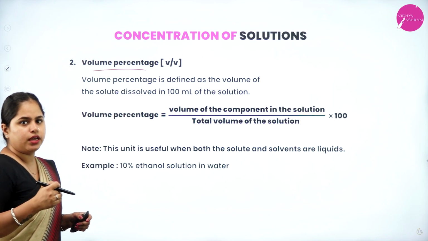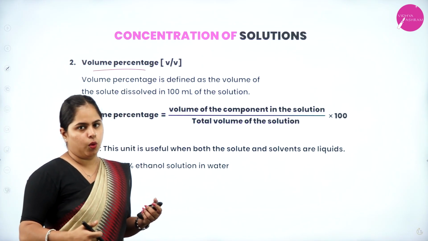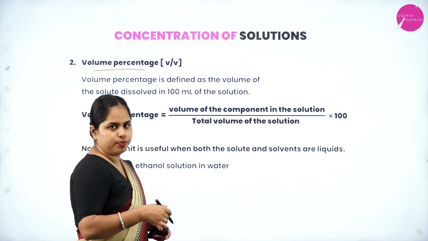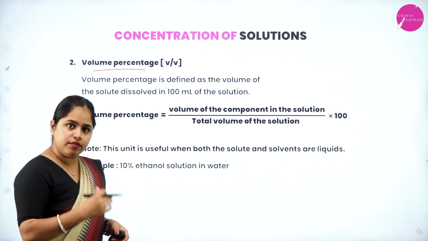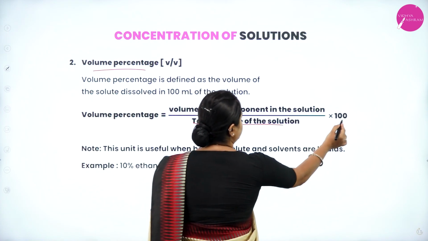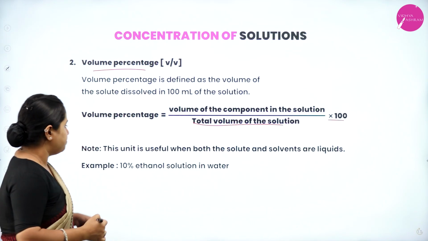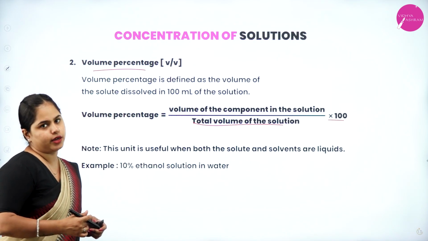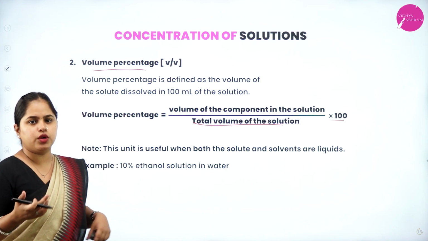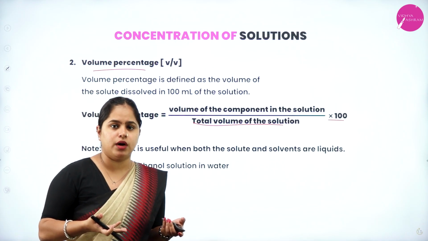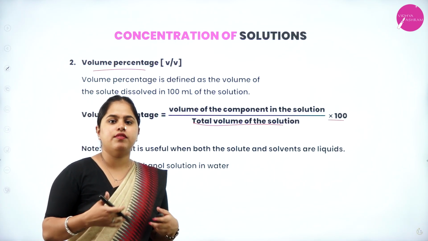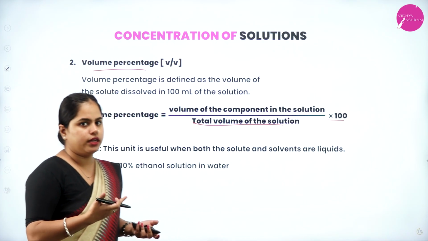Next one is volume percentage. So it's the same equation but in terms of volume. So volume percentage will be volume of the component in the solution, that is volume of your solute, divided by total volume of the solution into 100. Clear? So this unit is useful when both the solute and solvent are liquids. See, when both are liquids, we use volume, right? We can't use the term volume for a solid or gaseous substance. So we use generally when both your solute and solvent are liquids, right?